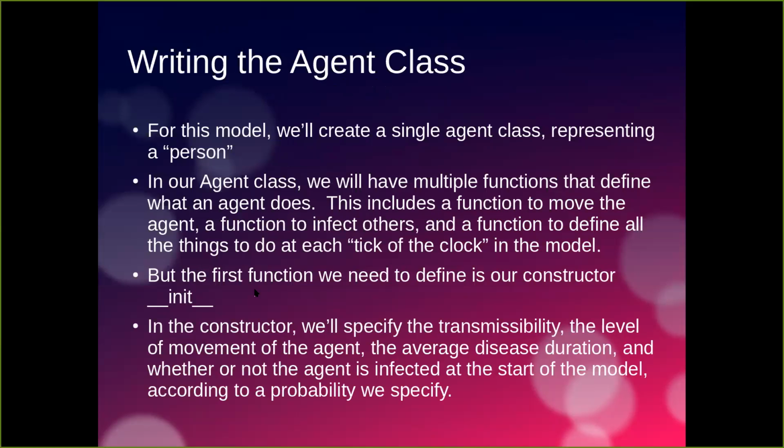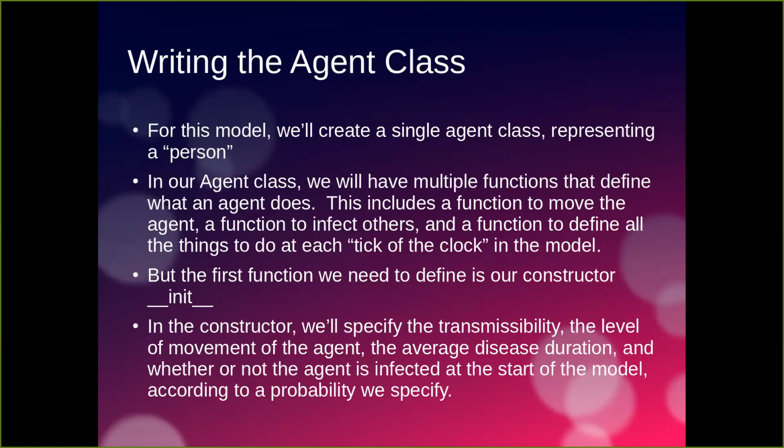Now, the first thing we're going to do is to write our agent class. So we're only going to have one type of agent, and this agent is going to represent a person. So in our agent class, we're going to have a number of functions or methods that will define what our agents do. So we're going to need a function to tell agents how to move.